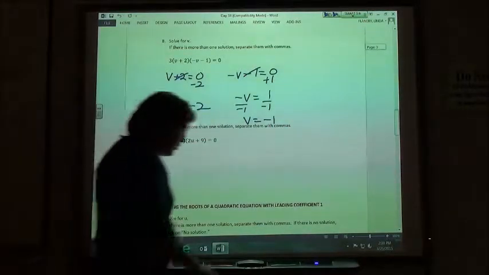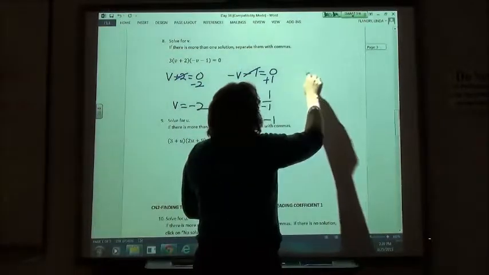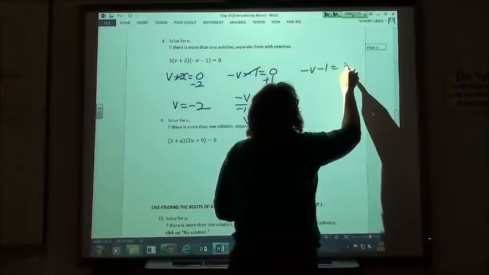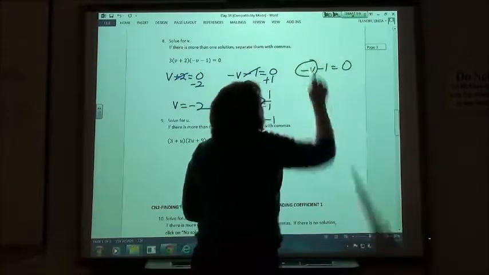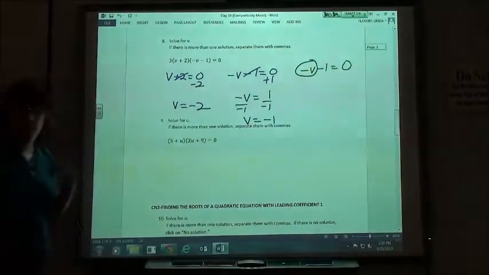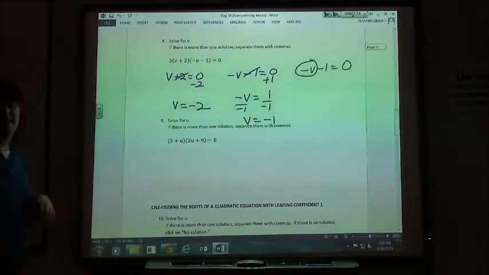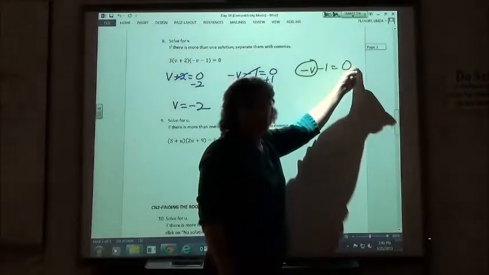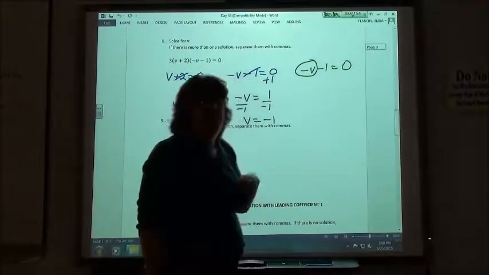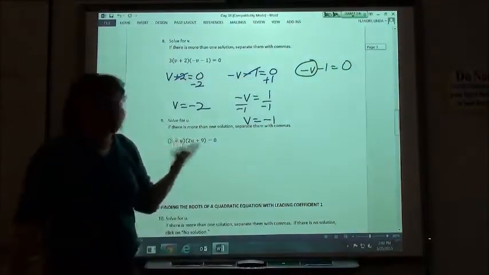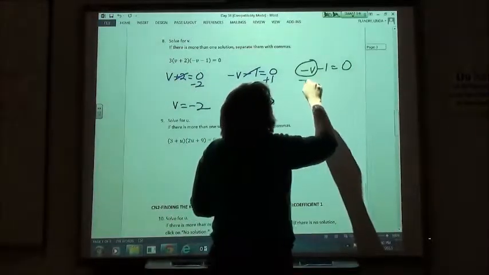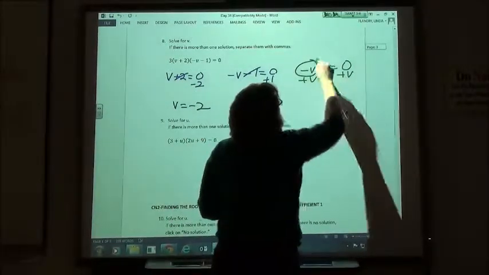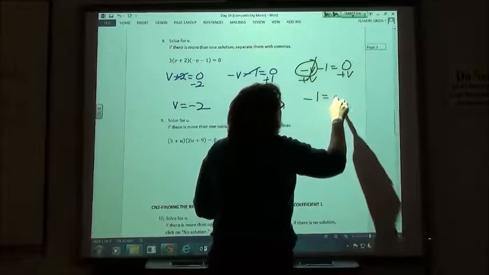The other way to do that is if you happen to recognize that this one is negative, the v is negative. Remember we did this in the solving equation section. No, you probably don't remember. Move the v over instead of moving the number over. Since the v is negative and you want it to be positive, I'm going to add my v. If I do that, I just get negative 1 equals v.